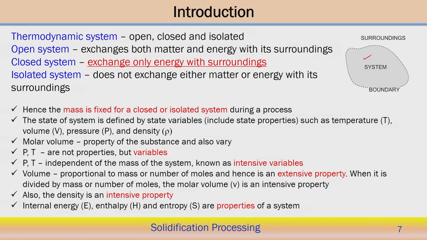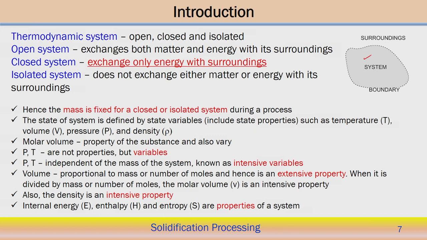Now, the mass is fixed when only energy is exchanged with the surroundings in the case of a closed system. So mass is fixed for a closed system, and mass is also fixed for an isolated system during a particular process. There are other state variables associated with any kind of system, including state properties. For example, these variables are the temperature, volume, pressure and density of the system. Molar volume, to some extent, defines the total mass of the system. Therefore, it is a property of the substance and it may vary also.